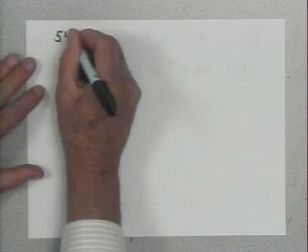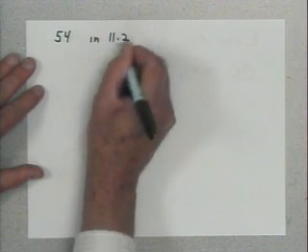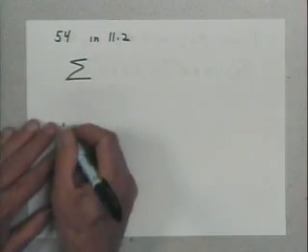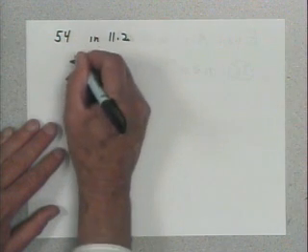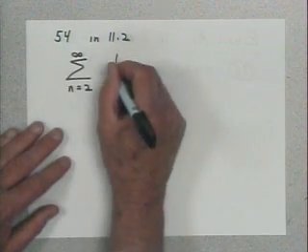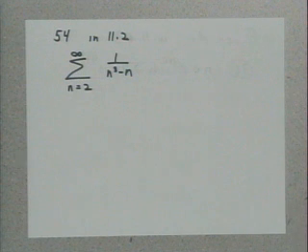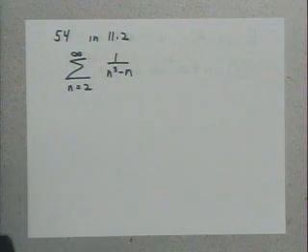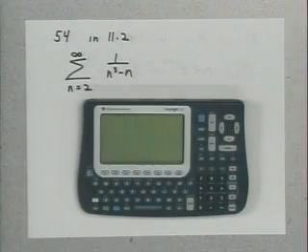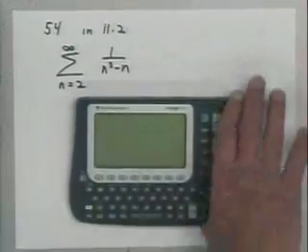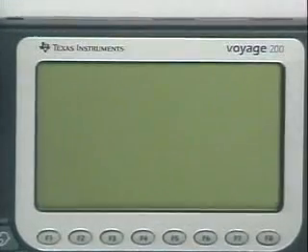We are doing problem 54 from 11.2. The original series started with n equals 2, went to infinity, and it was 1 over n cubed minus n. Just to demonstrate what I was talking about a few minutes ago, it says you can use the computer algebra system on this one. Okay, there's our computer algebra system. Here's the computer algebra system magnified.